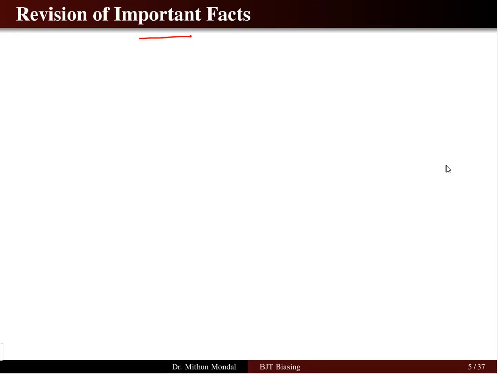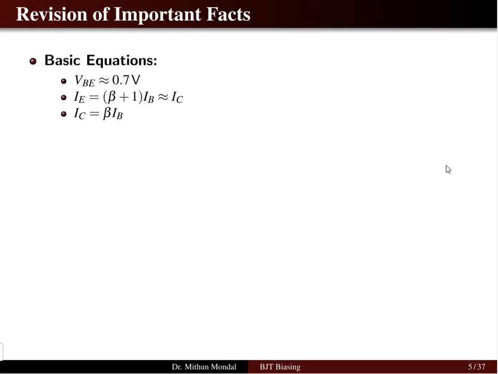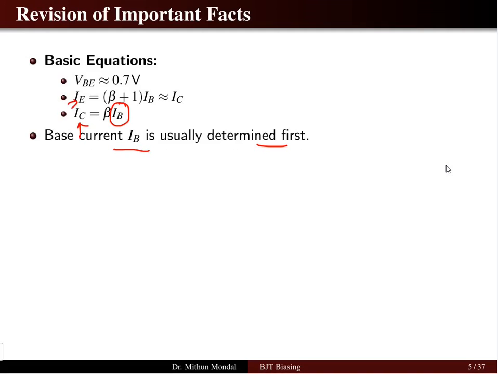Let us discuss the revision of some of the important facts. We have seen some of the basic equations used for transistor operation, where the base emitter voltage for a silicon transistor we take as 0.7 volt. The emitter current is beta plus 1 times the base current, which is approximately equal to the collector current, and collector current can be taken as beta times the base current, beta being the gain. This basic equation and the derivation we have seen in the previous lectures. Here the base current is usually determined first. So we will determine the base current and then only we will get the collector current or the emitter current.